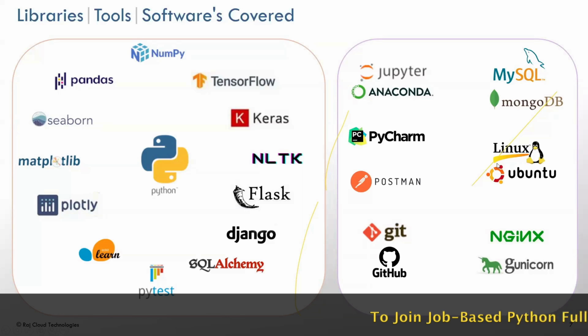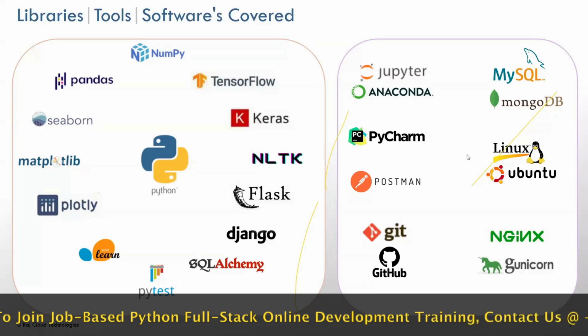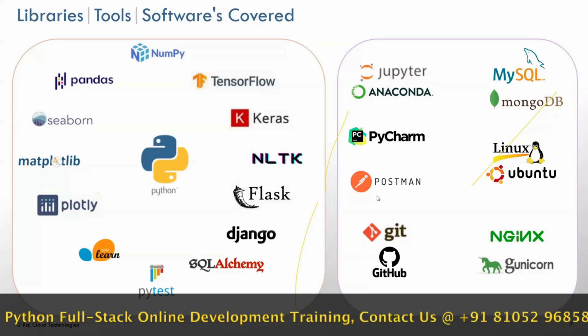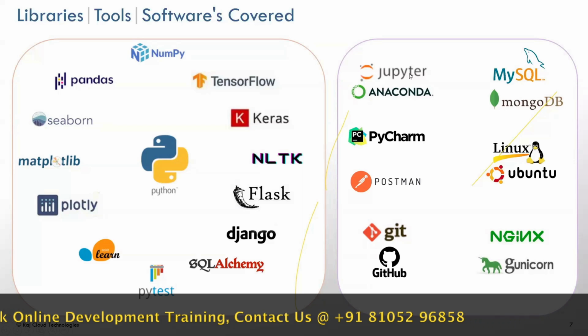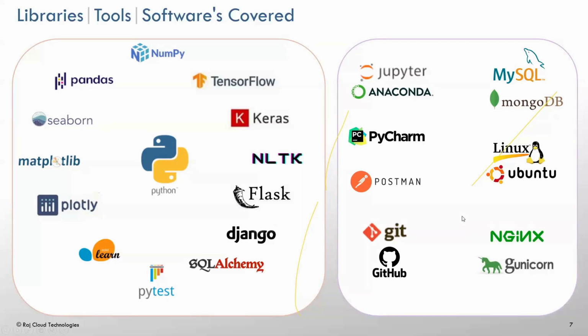And when it comes to tools, we will be developing with PyCharm and also with VS Code as well. We'll be learning MySQL. We'll be learning Anaconda and Jupyter, how to use them. We'll be learning Git and GitHub, and we'll also be learning Nginx and Gunicorn to deploy a Flask or Django application. So these are the libraries and tools we are covering as part of the Python development training.